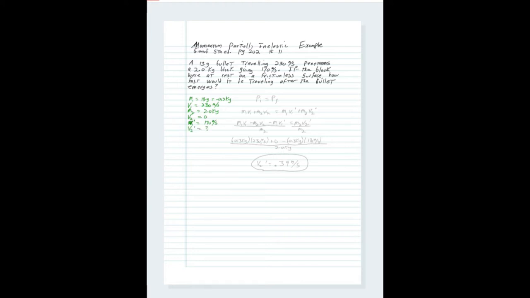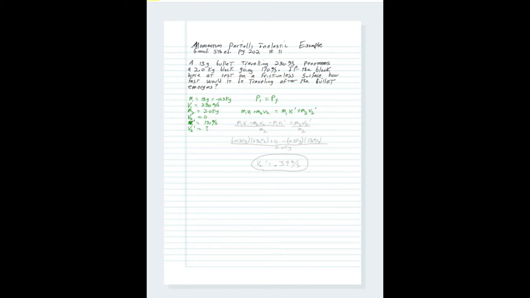So notice I have V1 prime and V2 prime as two separate things here because they're going to be moving independently of each other after the collision. There is a collision, so we know momentum is conserved as always. We have two separate objects before the collision, so the momentum of each is given by this. After the collision, we also have two separate objects, so the momentum of each of the separate objects is given this way.